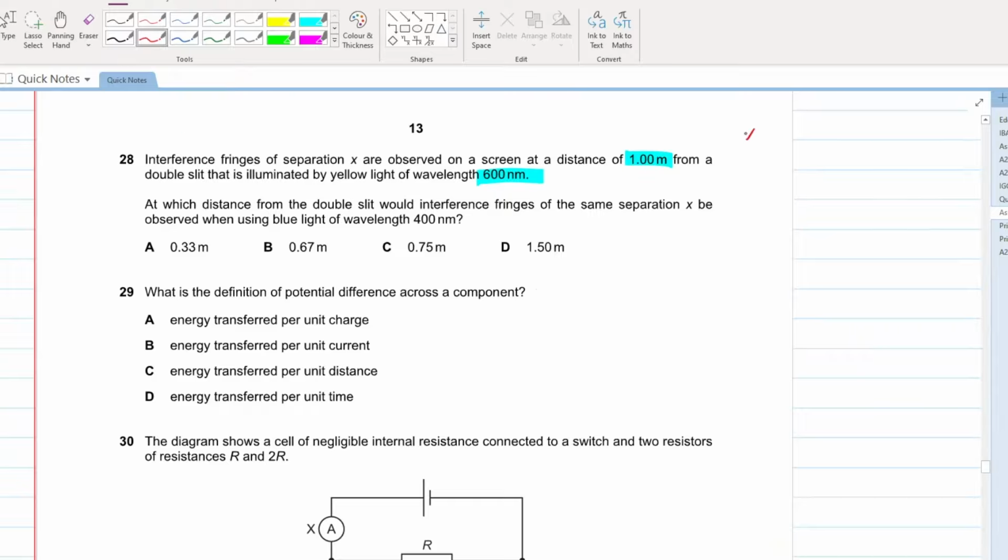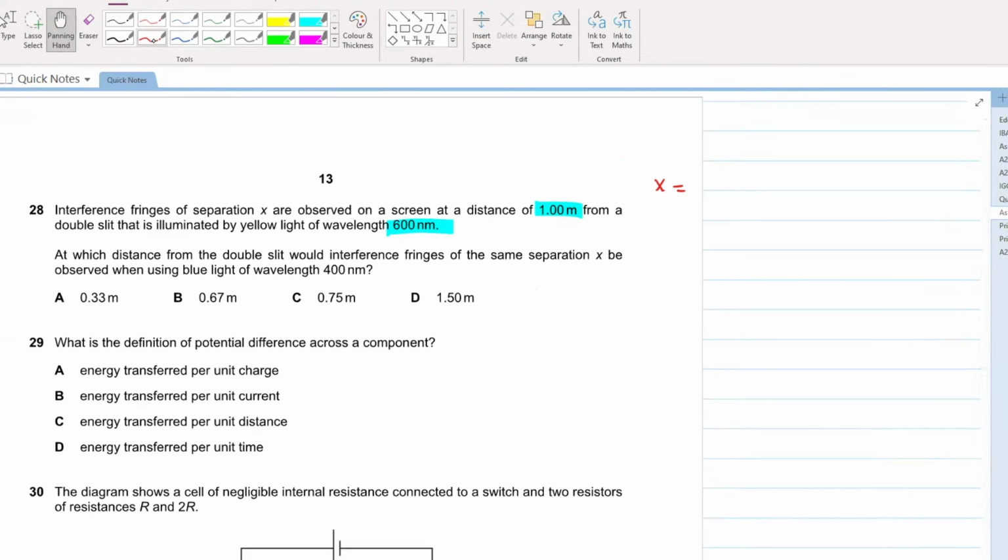Let's say currently you have x for yellow light. The x for yellow light is lambda d over a. What is lambda? 600. What is d? 1. And let's say the slit separation is a. Now, you have blue light.